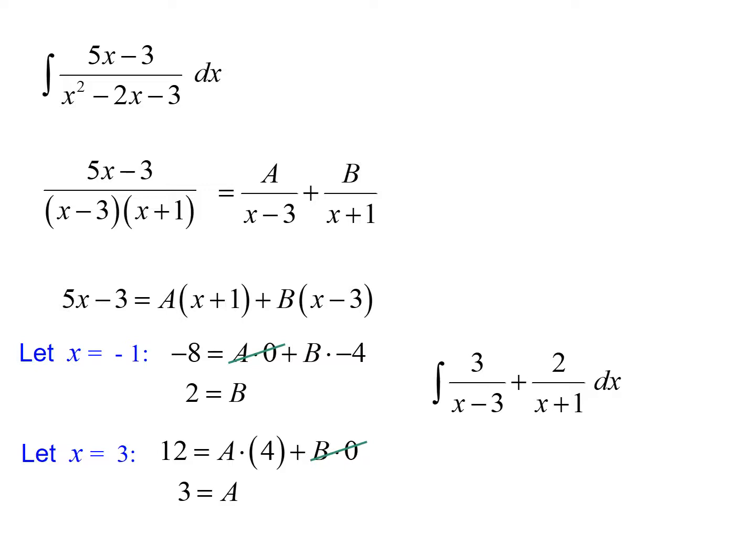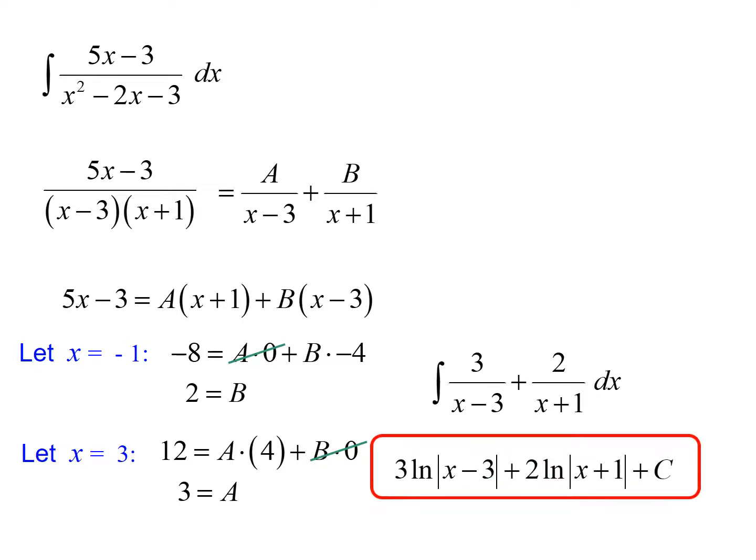So rather than writing the integral of 5x minus 3 over x squared minus 2x minus 3, that's just the integral of 3 over x minus 3 plus 2 over x plus 1. And we know how to take both of those antiderivatives: 3 natural log of x minus 3 plus 2 natural log of x plus 1 plus c.